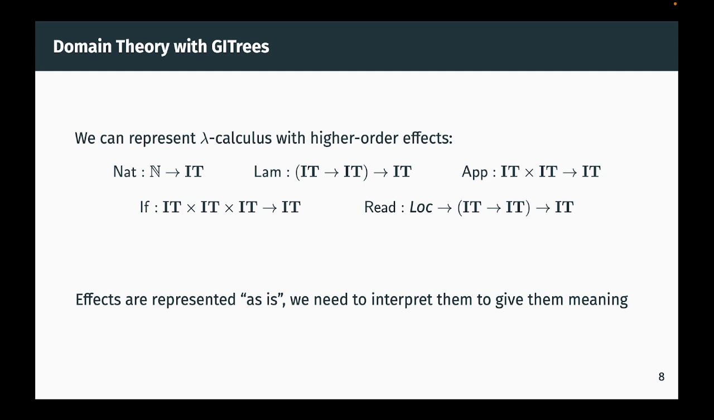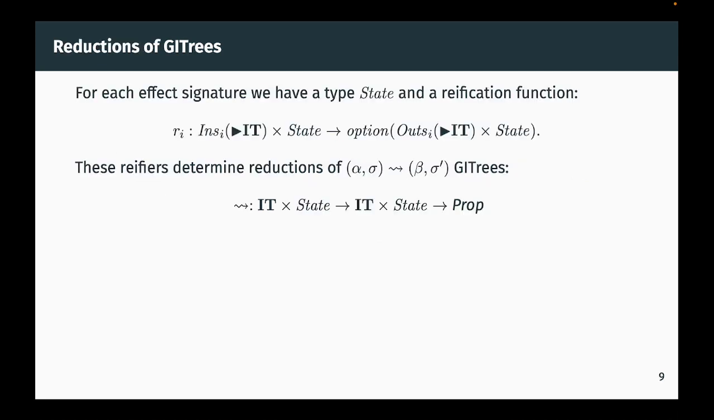But in order to give full semantics to the guarded interaction trees, we actually need to be able to interpret those effects. And we do so as follows. So we assume that every effect signature comes with a reifier. So what we mean is that for each effect signature, we have a type state, which represents the internal state that we need to interpret the computation. And then for each operation, we have a reification function, which essentially computes the output arity from the input arity using the state monad with this internal state parameter.